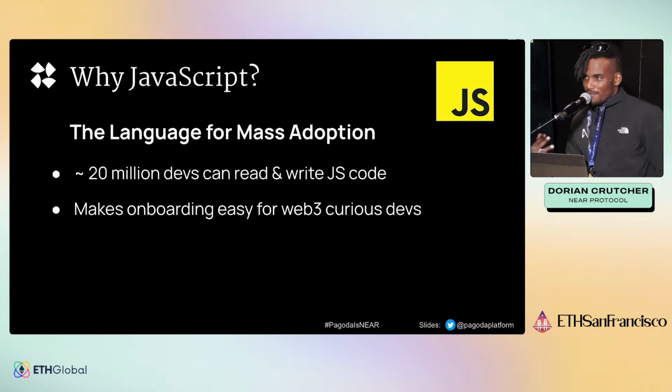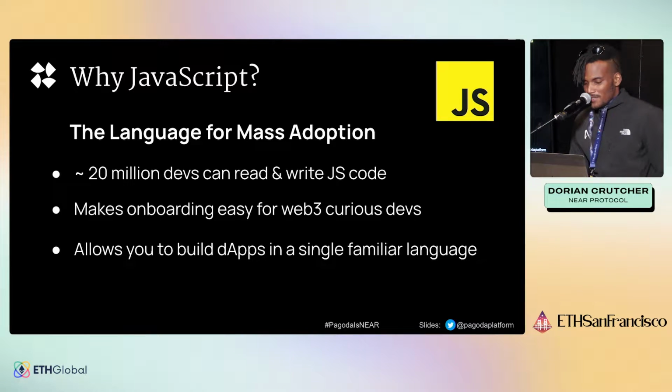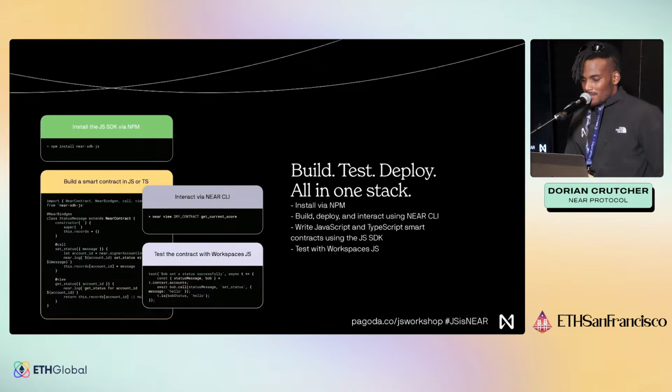So yeah, if you know JavaScript, it makes it really easy for developers to onboard into the Web3 space. Essentially, this will also allow you to build a full decentralized application in one single familiar language. So you don't have to spend months learning a whole different language for your smart contracts. You can just use what you know and begin building. So with that, again, you can build, test, and deploy all in one stack.